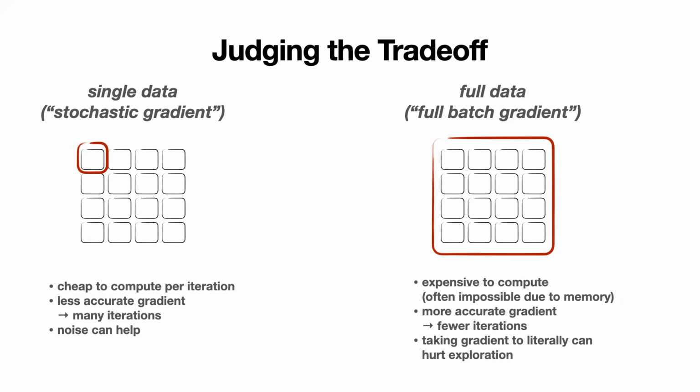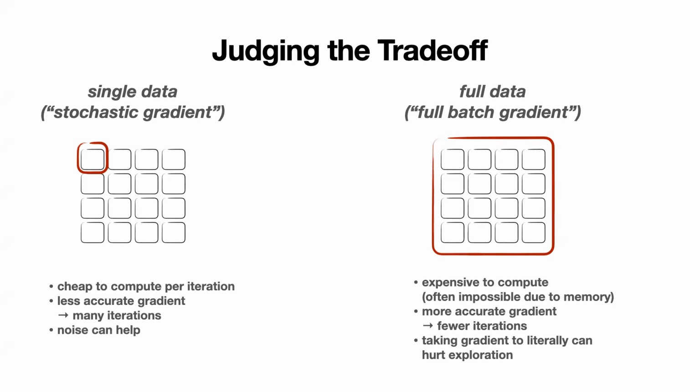But then the full data, also sometimes called full batch gradient descent, is expensive to compute, and often it's impossible. If you have a terabyte of input data and you're running this through a neural network with billions of internal activations, it just doesn't fit into memory. So it's not necessary, and also sometimes not possible, to compute full batch gradient descent, at least not easily. We get a more accurate gradient with few iterations, but we also know that taking the gradient literally can hurt exploration.